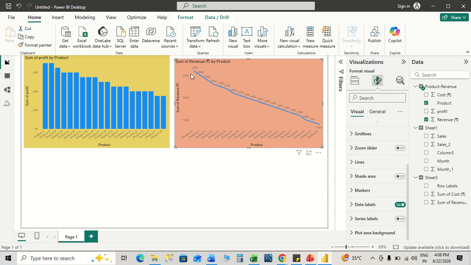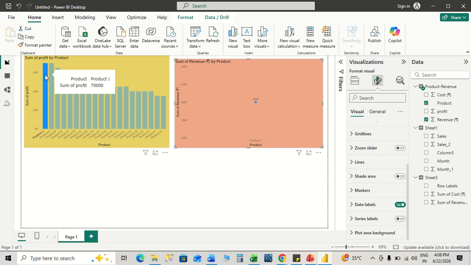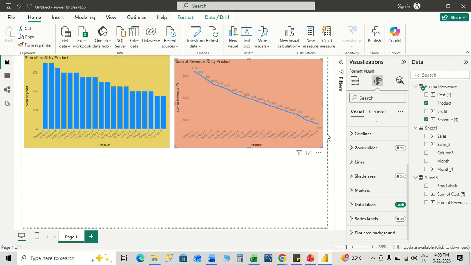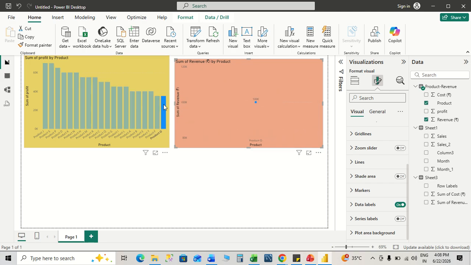revenue for each product. Product S has the highest revenue, but profit is not the highest for S, because we see this in this graph. Product J has the highest profit, and which is the lowest? Product B has the lowest revenue, but the lowest profit is for product O.